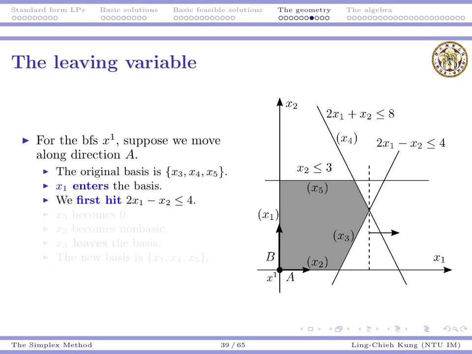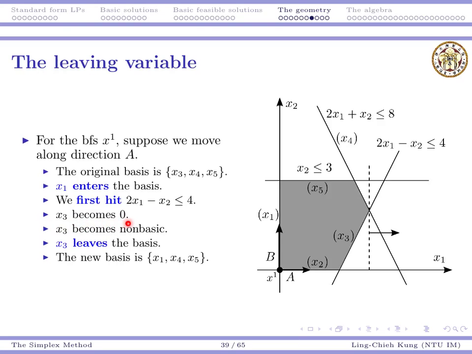So for example, if I'm here at x1, suppose I move along direction A, when do I stop? When I hit this constraint, right? Originally my basic variables are x3, x4, and x5. I know x1 is going to enter, but I want to know which one is going to leave. I can see that I first hit this constraint, 2x1 minus x2 less than or equal to 4, and that means x3 becomes 0.